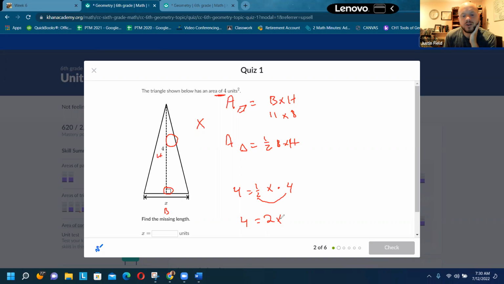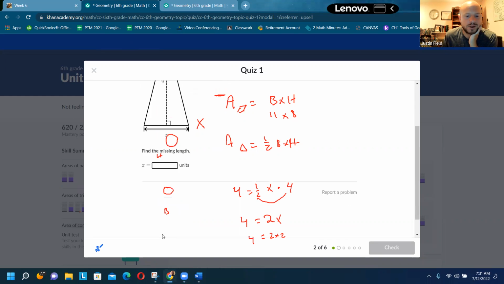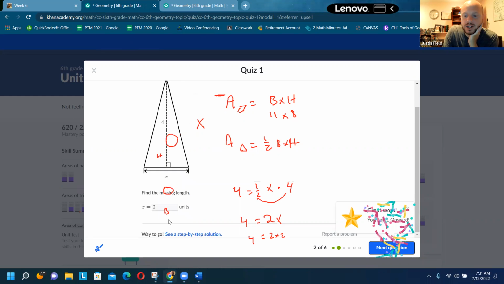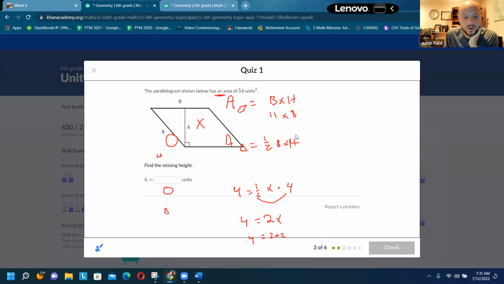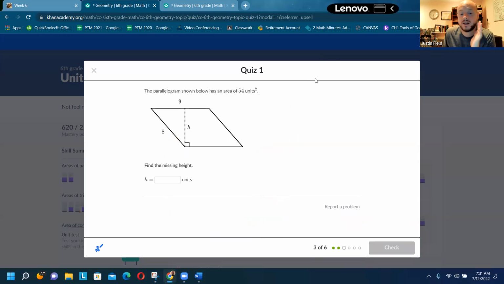And then, so 2 times some number is 4. Well, you should know 2 times 2 is 4, right? So it's 2. But in 6th grade, you'll learn how to solve one-step equations. And then you will be able to find even more difficult answers using inverse operations. Find the missing height, but here we're just going to divide.